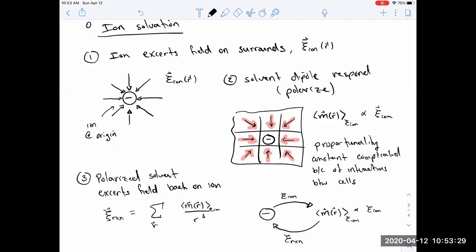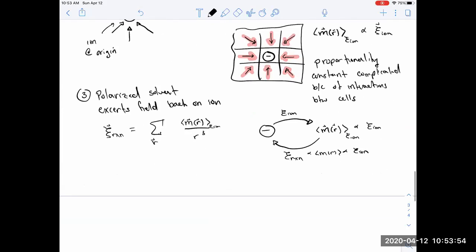And because that reaction field is proportional to the size of the dipole, and the dipole is proportional to the size of the ion field, that reaction field is similarly going to be proportional to the original ion field that kicked this whole process off. So again, just the same words, this should result in an energy which is very favorable.